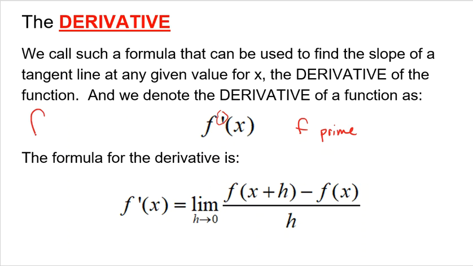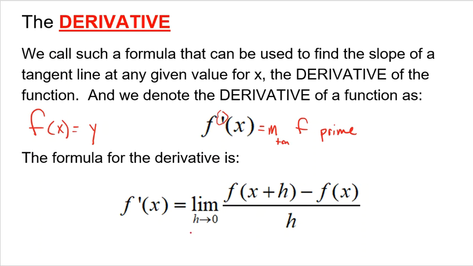So a function is f of x. You plug in x, you get the y. Pretty common sense. A derivative, f prime of x, you plug in x and you get the slope of the tangent line. So again, a derivative is a formula to find the slope of a tangent line at any given point, to find that instantaneous rate of change at any given point. Functions find y, derivatives find slope.